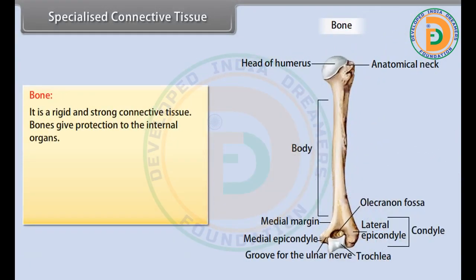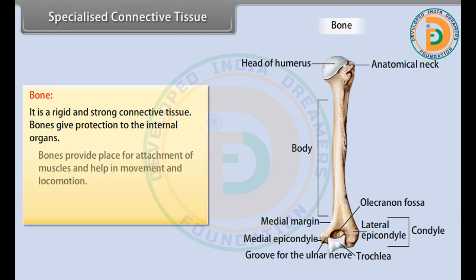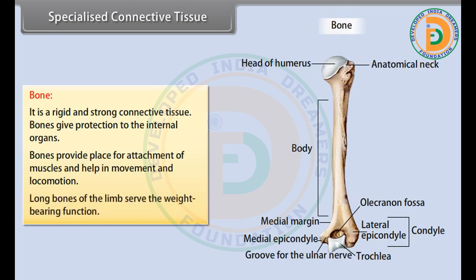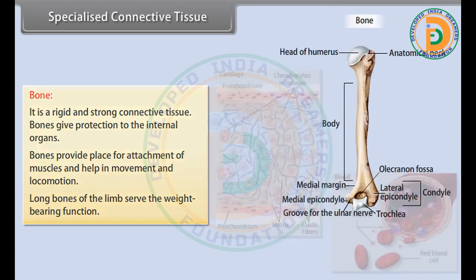Bone. It is a rigid and strong connective tissue. Bones give protection to the internal organs. Bones provide place for attachment of muscles and help in movement and locomotion. Long bones of the limb serve the weight-bearing function.